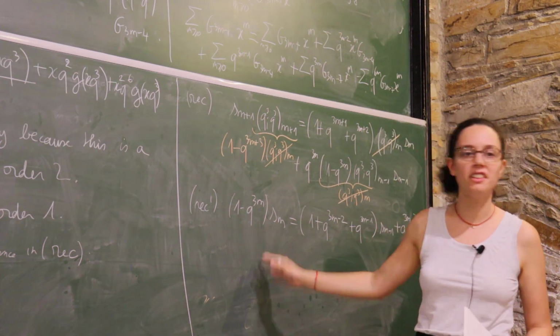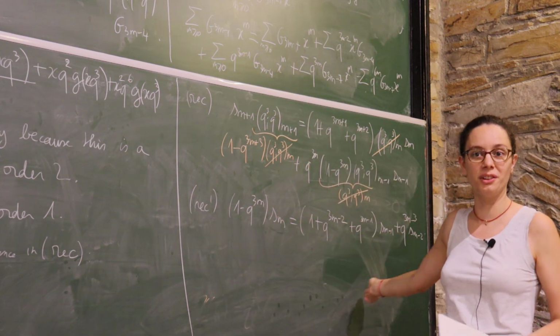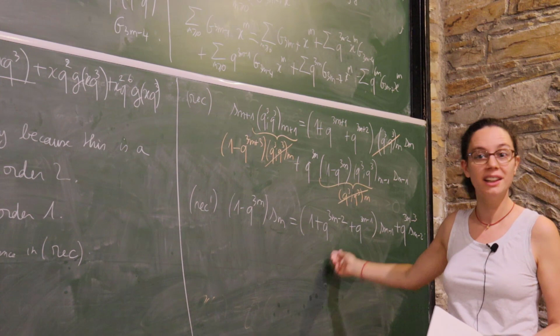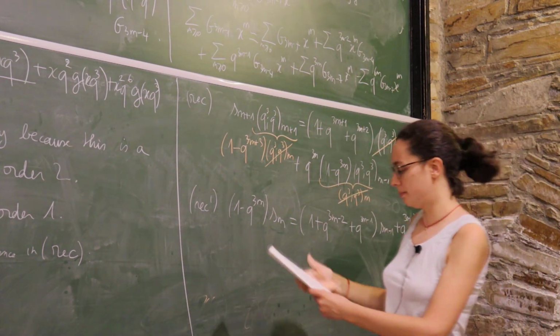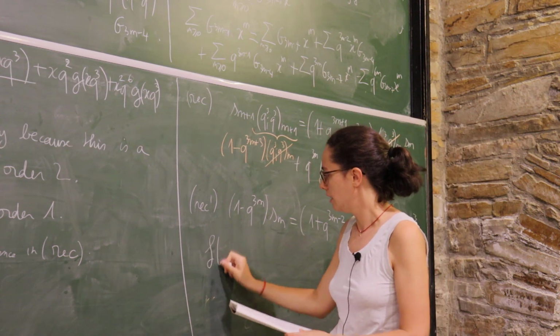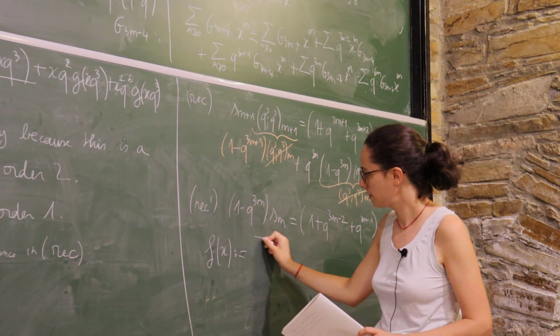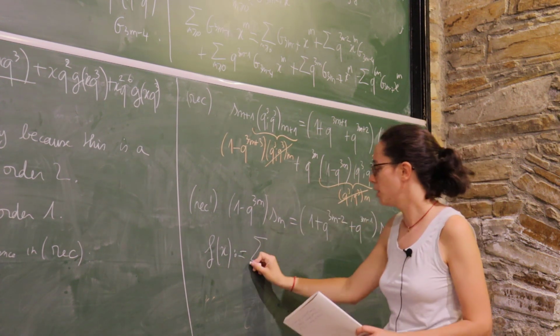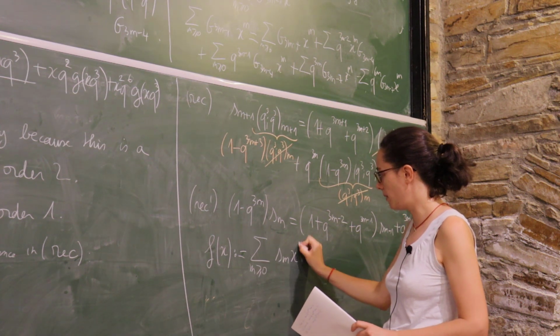So yeah, as a recurrence, it doesn't seem much simpler than the first one because it's still of order 2 and we have the same number of terms. But when we convert, you will see this is much nicer. So let's do, I will call it f this time. So f of x will be defined to be the generating function for s_m x^m.